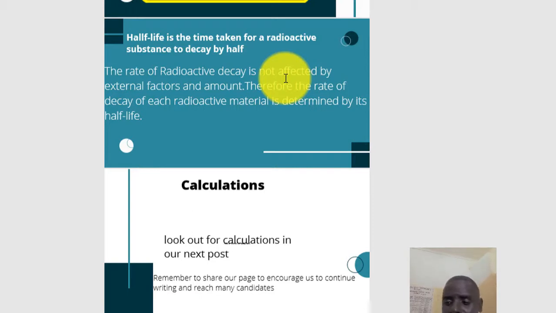So what have we talked about in this lesson? We have defined radioactive decay. We have described beta decay, alpha decay, and I took time to talk about gamma decay. And we have also looked at the definition of half-life. In our next lesson, we shall do calculations on half-life.